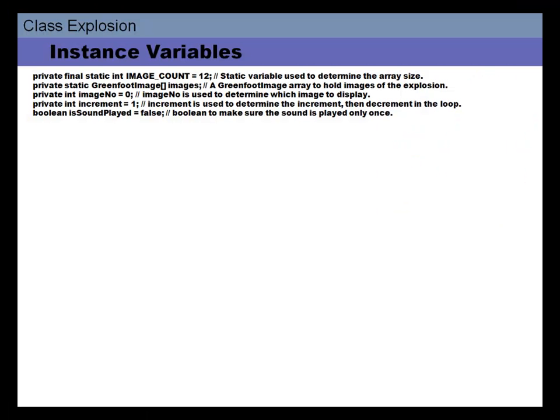Let's start by adding explosions. Open class Explosion and add these variables. Image count will be used to determine how many images will be put into the following variable, array images. Image no is used to determine which image to display, while increment increases and decreases in the loop, as shown later on. Finally, is sound played is used to make sure the explosion sound only plays once.